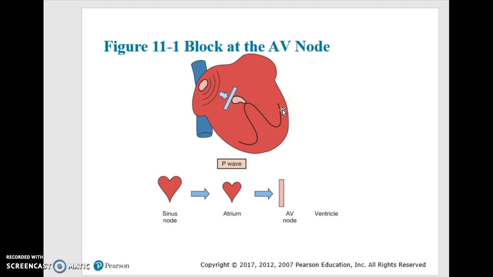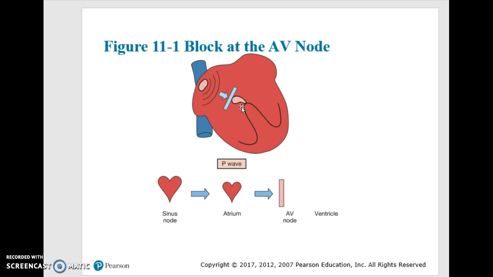Now we're going to talk about the second of the three things that can happen, and that is the partial interruption. With the partial interruption, the SA node that we're looking at here fires. It travels through the interatrial tracts. It hits the atrium. It goes down the internodal pathway and it gets to the AV node. When it gets to the AV node, some of these impulses, this one may go through, but the next time the SA node fires, it may not go through to the ventricles. So some impulses get through here and some do not with the partial.